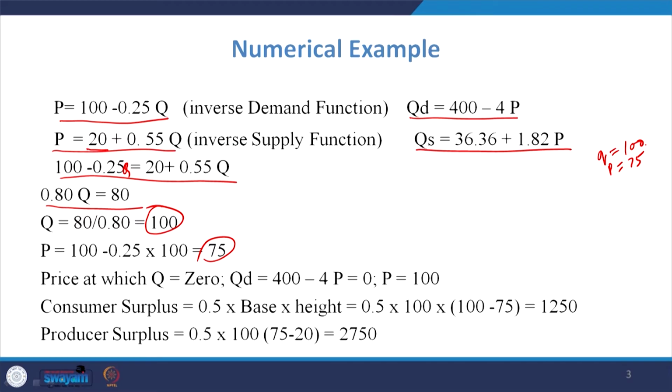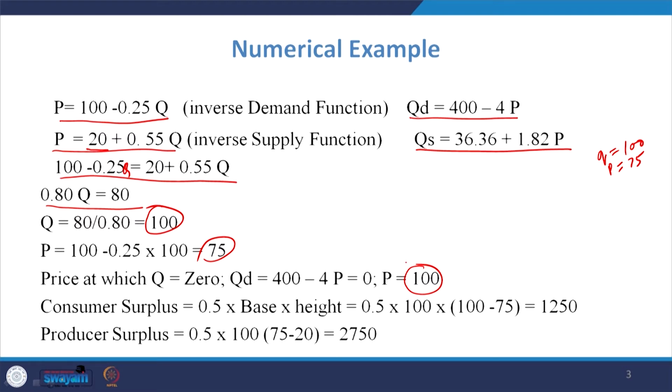Now, you can also know at what price the quantity is 0. QD is equal to 400 minus 4P. So, if the price is 100, then 4 multiplied by 100 is 400. So, 400 minus 400, QD becomes 0. So, the maximum price at which the consumer is not willing to purchase any quantity is 100.